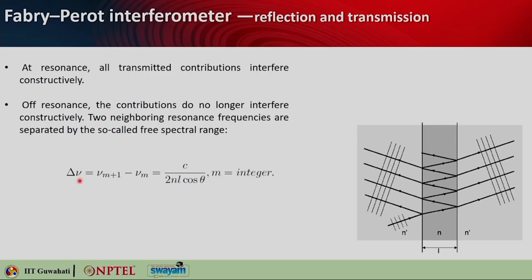That is given as delta nu, which is nothing but nu m plus 1 minus nu m. If you do the calculation, you will see it turns out to be c over 2nl cos theta. That means how much the two resonant frequencies will differ from each other. That also tells you how much channel spacing you can obtain from that particular filter.